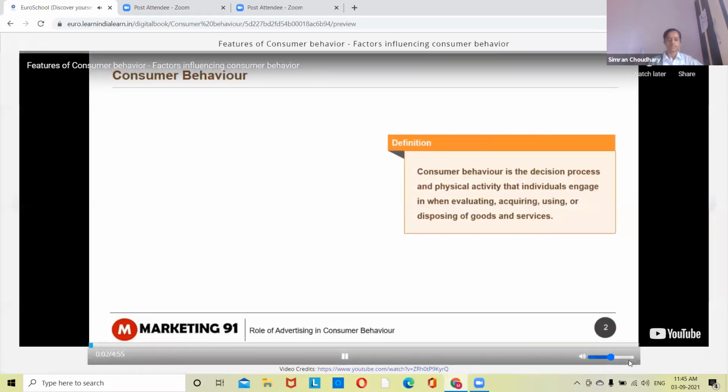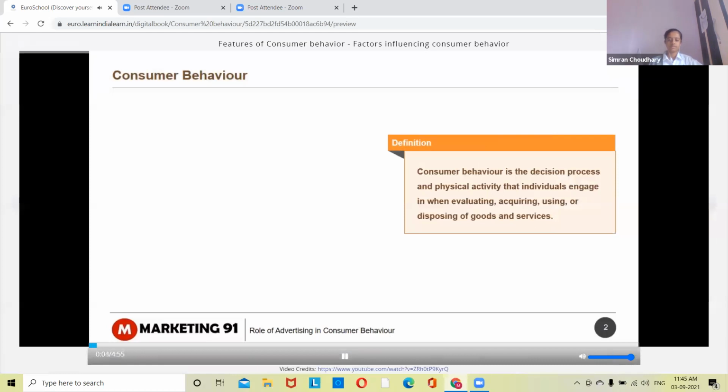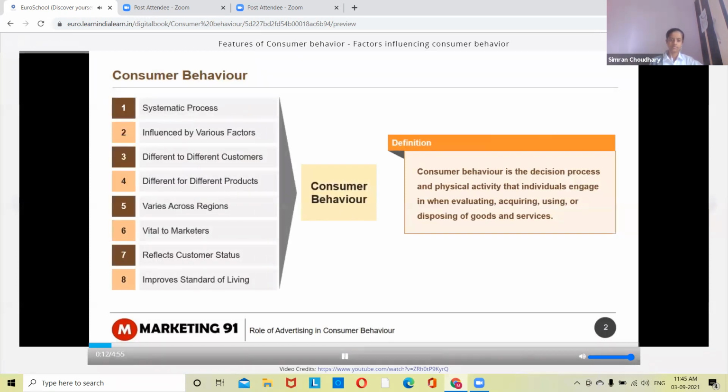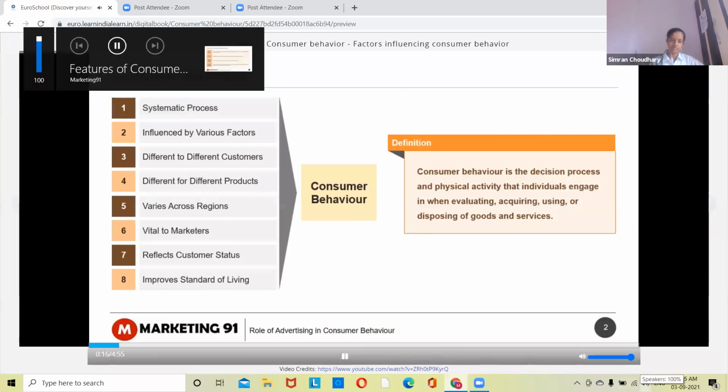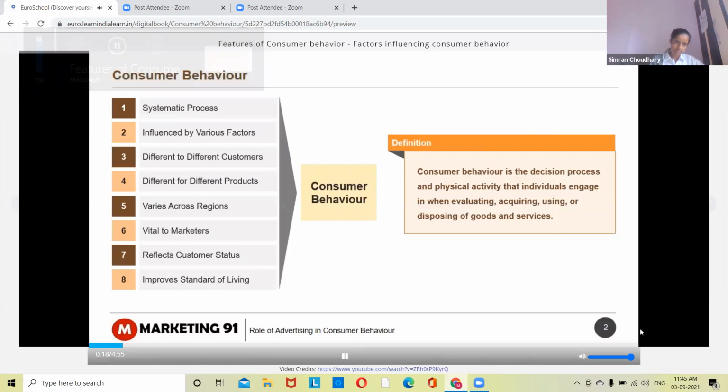Consumer behavior is the decision process and physical activity that individuals engage in when evaluating, acquiring, using, or disposing of goods and services. There are 8 features of consumer behavior: systematic process, influenced by various factors, different to different customers, different for different products, varies across regions, vital to marketers, reflects customer status and improves standard of living.